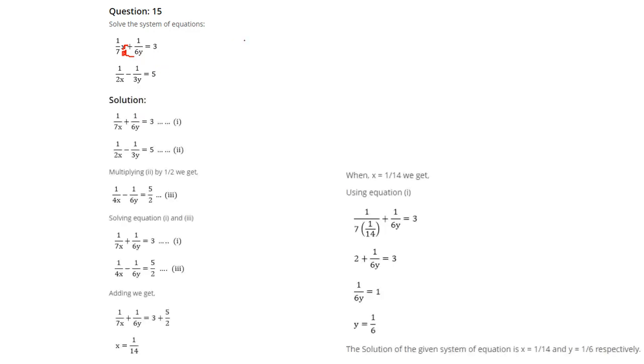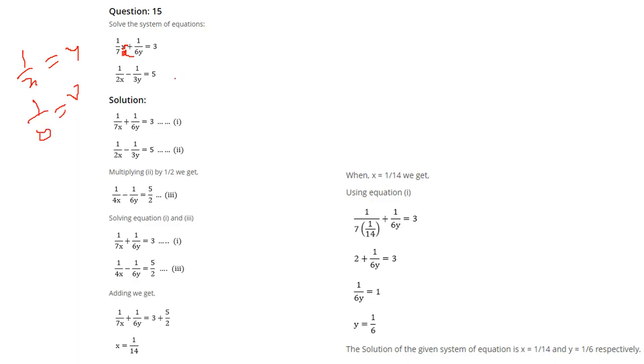Next is, this x is below, okay. 1 by 7x plus 1 by 6y equal to 3, 1 by 2x minus 1 by 3y equal to 5. So now what you can do here is, you can put 1 by x equal to u, 1 by y equal to v, and then you can solve. But it is not required here.